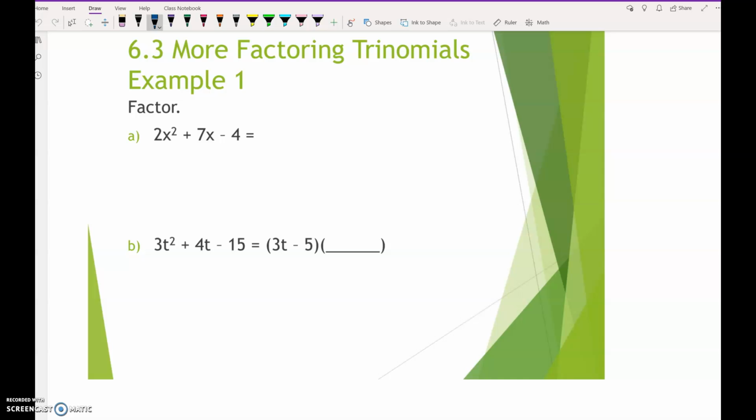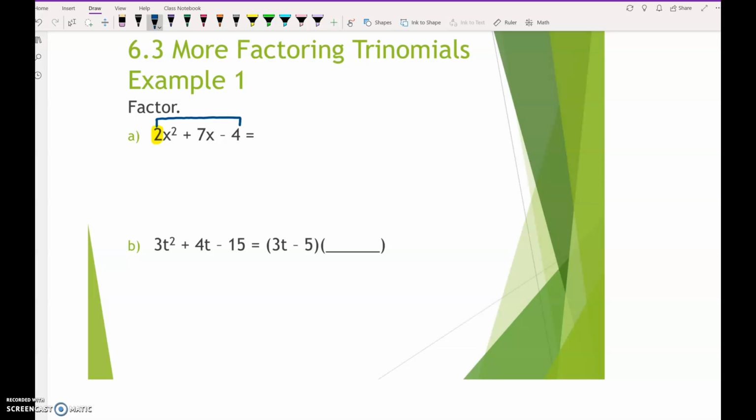First, let's go over factor by grouping. These trinomials are different from the trinomials that we factored yesterday because there is a number in front of the x squared. Your a value is bigger than 1. When the number in front is larger than 1, you have to multiply that number times c, times your last number.